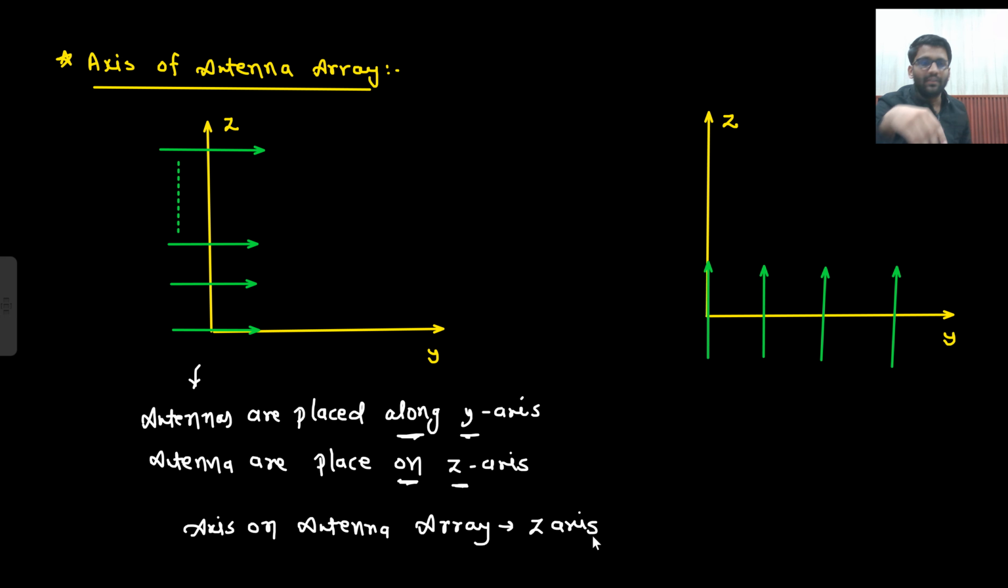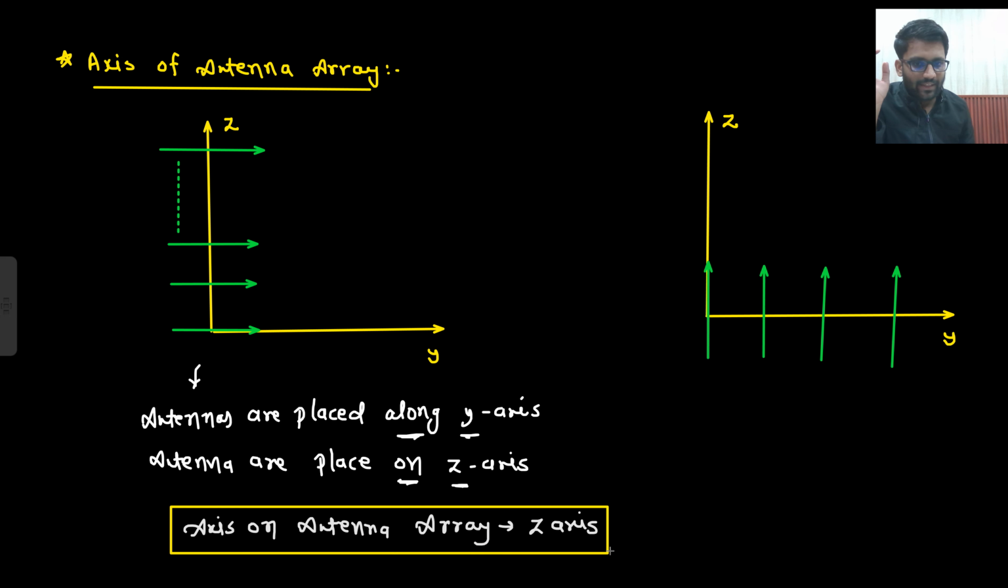That means the axis on which the antennas are placed, that is known as the axis of the antenna array. So this is your axis of the antenna array. In the examination, this kind of statement can come: what do you mean by the axis of the antenna array? That means the axis where the antennas are placed.